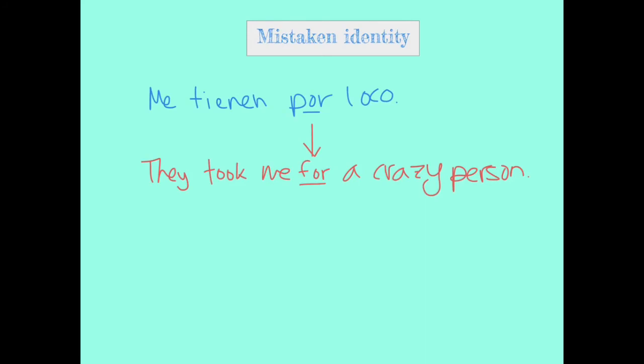And then we've got mistaken identity. So thinking someone was something, but they're not. So for example, me tienen por loco. They took me for a crazy person, but you're actually not.